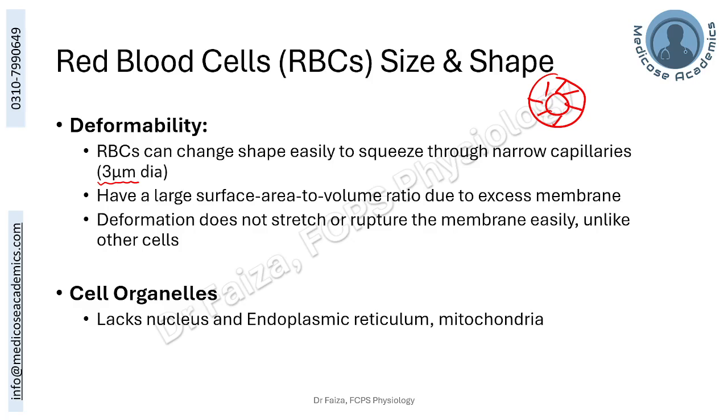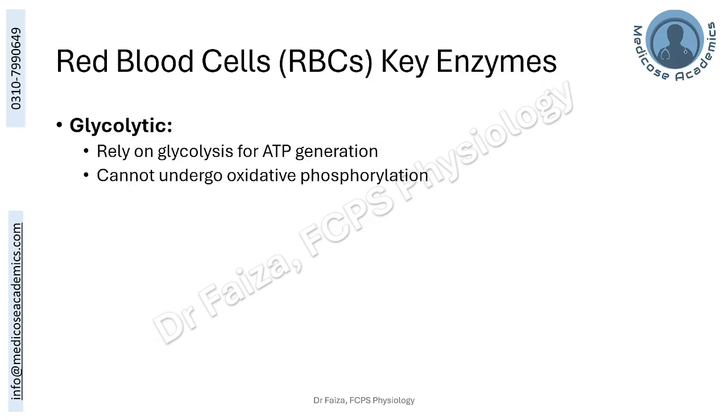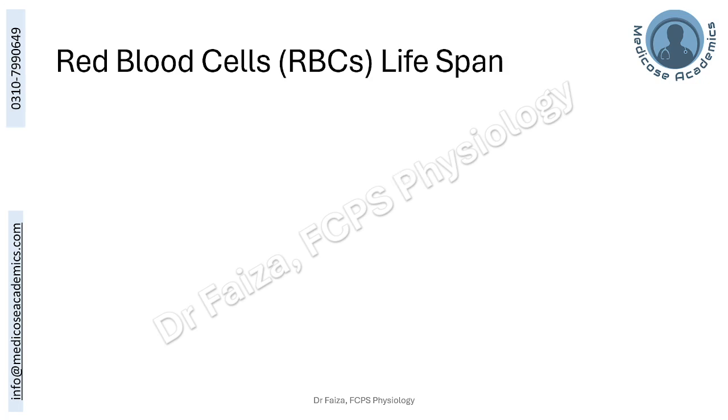The cell organelles: they lack a nucleus, endoplasmic reticulum, and mitochondria. As they do not have mitochondria, they have to rely on glycolytic mechanisms for the generation of energy. They have an enzyme, carbonic anhydrase, which has a role to play in carbon dioxide transport.